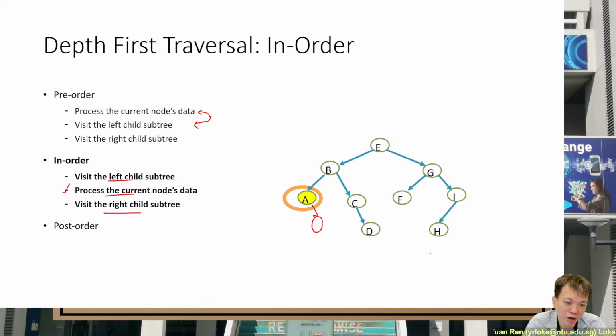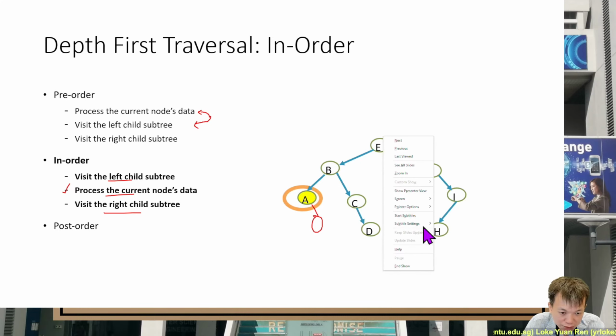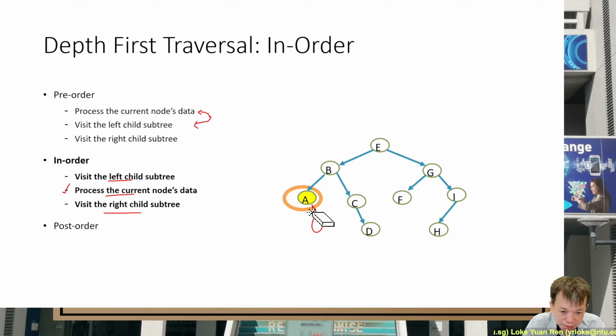I do something on this particular node. And then after that, I try to visit the right subtree. In this case, there's no right subtree. This is the one I just drew. Erase it. Yeah, no such thing. Then I will go back.